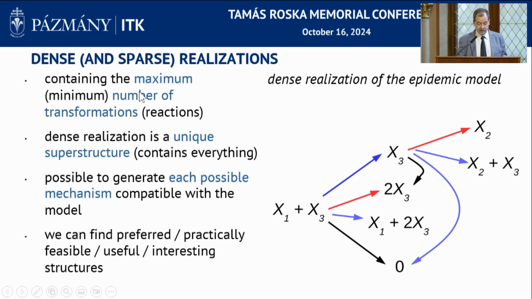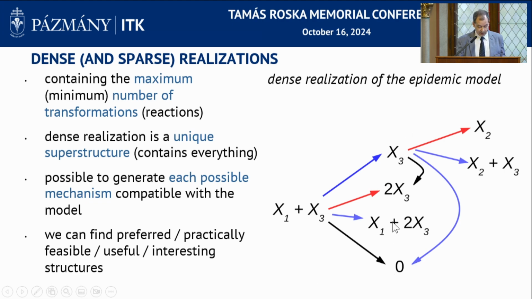And as a byproduct, we proposed the dense realizations, which contain the maximum number of transformations which is mathematically possible. And it turned out that they are much more useful and interesting than the sparse one, because it can be proved that they give a unique superstructure which contains all mathematically possible networks that are compatible with the dynamics. So this is the dense realization of the epidemic model, and you can see that the original one is a subgraph. But we have many other possibilities, at least mathematically.